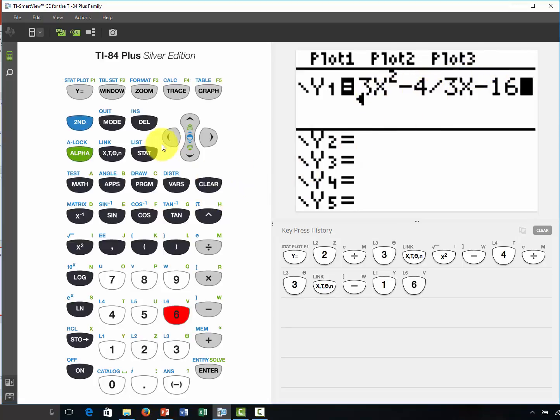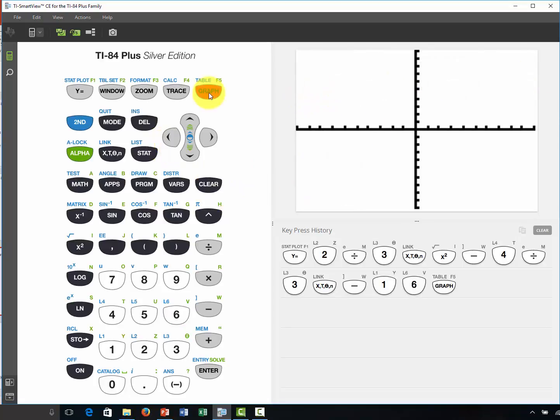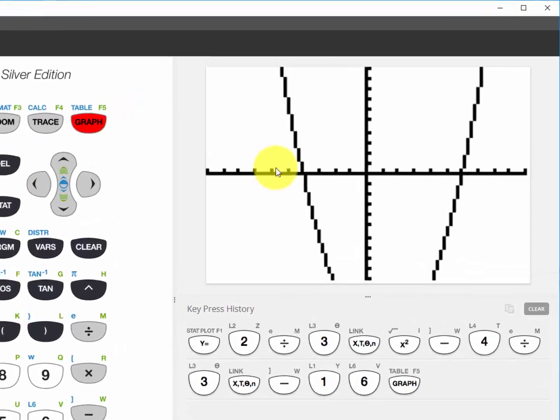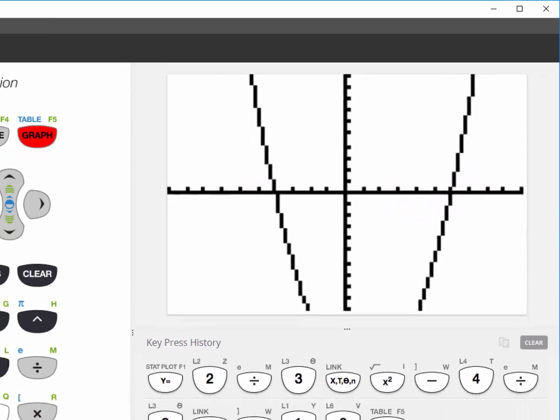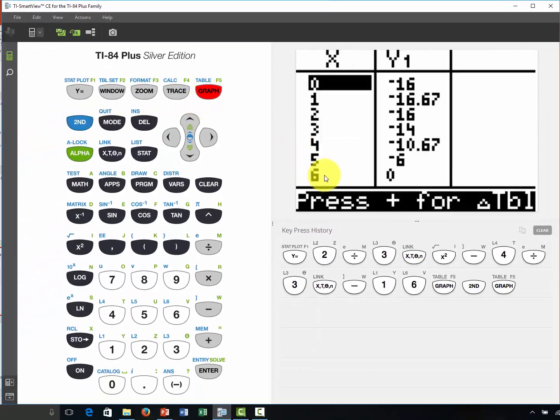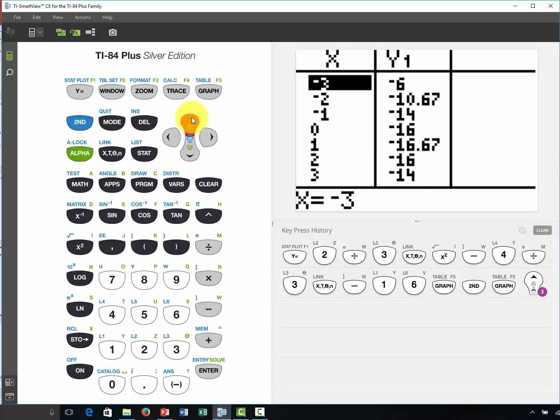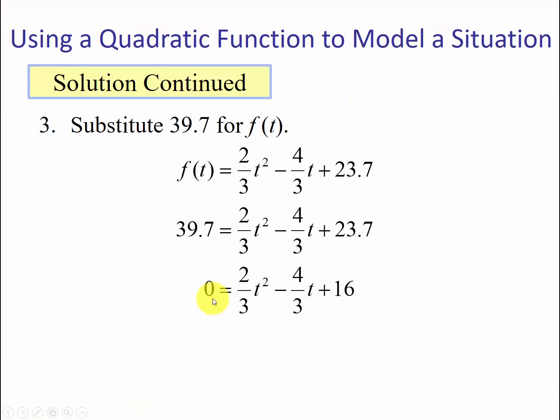This is what we put into our graphing calculator. So we have our equation in y1. We hit graph, and we can see an x-intercept here, and we can see an x-intercept here. It appears this is -4, and this is a +6. If we go to our table, yeah, we can see when x is 6 we have a 0, so that's an x-intercept, and when x is -4 we have a 0. So we solved this equation. There are two values: when t is -4 and when t is 6.